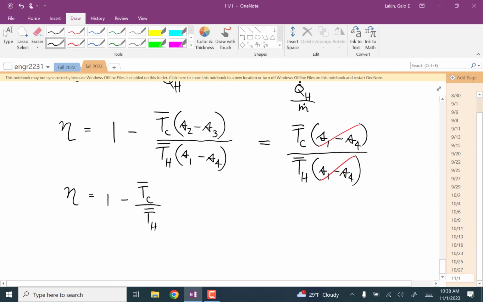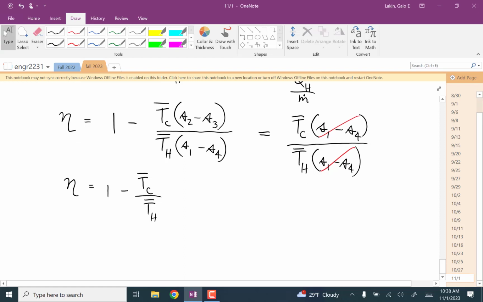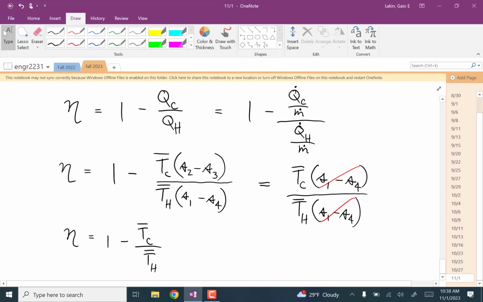Whew. So when we talked about efficiencies and performance before, we couldn't verify that this equation was true because we didn't have a specific cycle in mind. But now that we have this specific thing in mind, we can go through calculations like that.